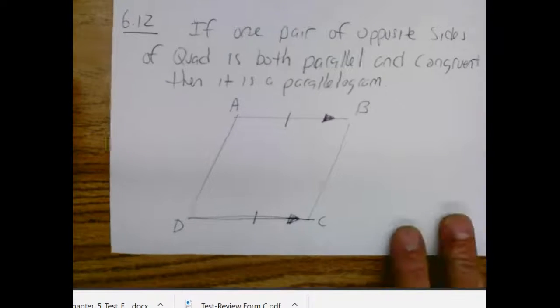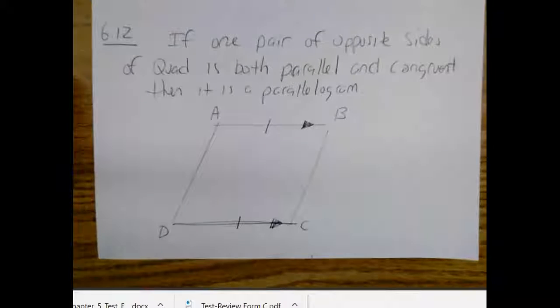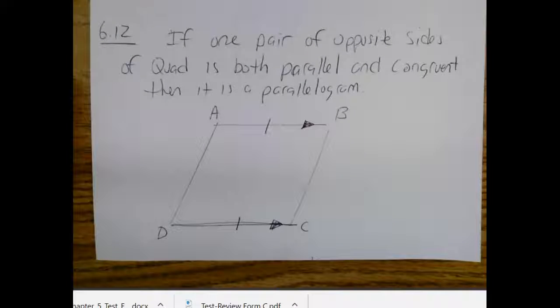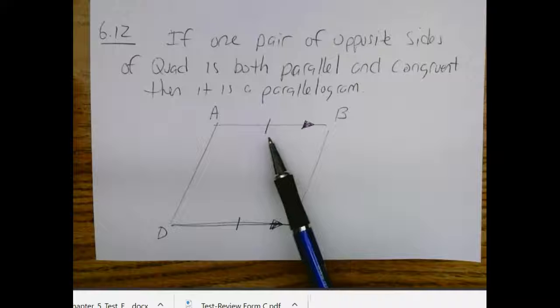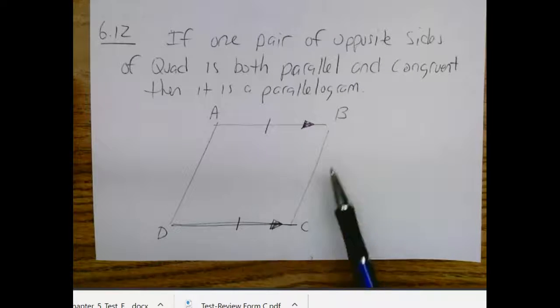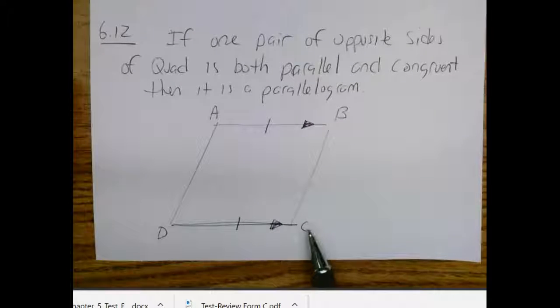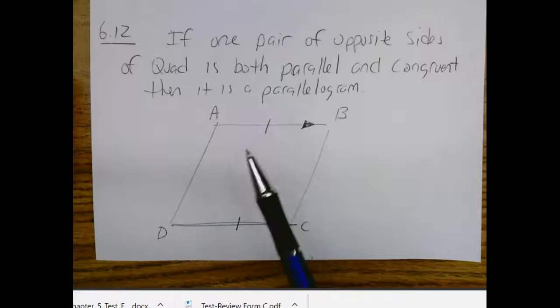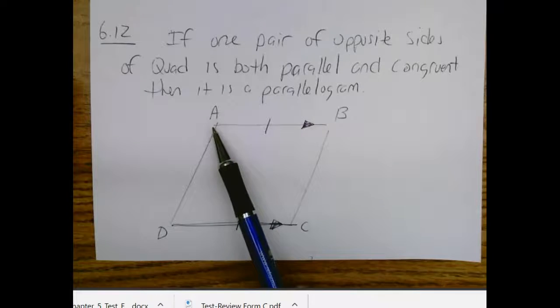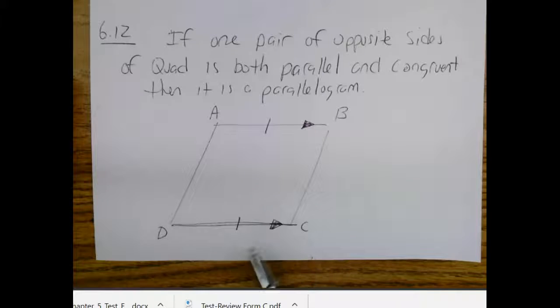Got one more here. So the next one is, if one pair of opposite sides of a quadrilateral is both parallel and congruent, then it is a parallelogram. So they need to be the same length. They also have to be parallel. We could have other conditions where that's not true, such as these sides. Maybe this is longer, they're still parallel. So we have to make sure they fit both conditions. They have to be the same length, and they also have to be parallel at the same time. So those are our 4 theorems.